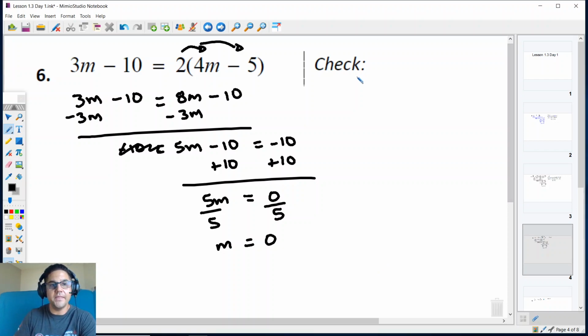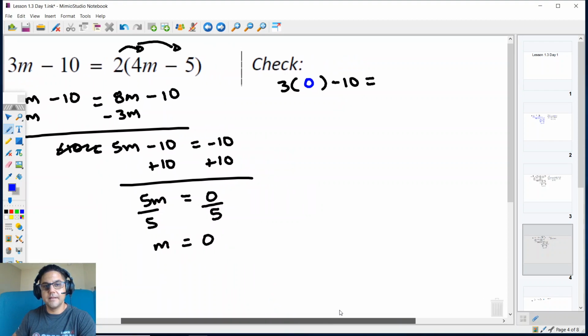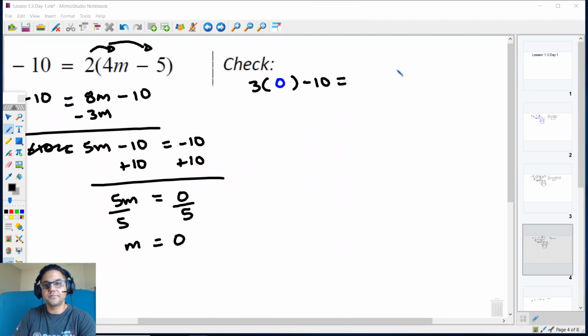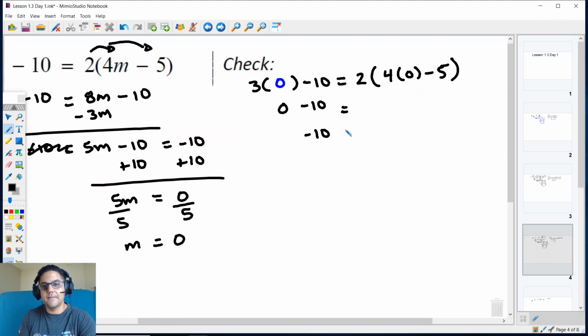Let's come up here on the checkbox and see if I'm correct. So I've got 3 times the m value, subtract 10, and we think m is 0, is equal to 2 times 4 times the m value, subtract 5. All right, so on the left side, 3 times 0 is just 0, and 0 subtract 10 is obviously negative 10. On the right side here, 4 times 0.